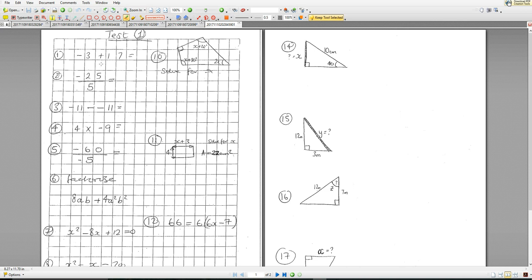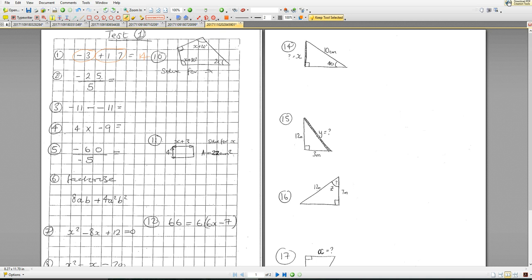Right, without any further delay, so we have minus 3 plus 17. So we just think of that as plus 17 take away 3. So plus 17 take away 3 will give you plus 14. Now that pen looks too thin. Okay, that one's done. Lovely.